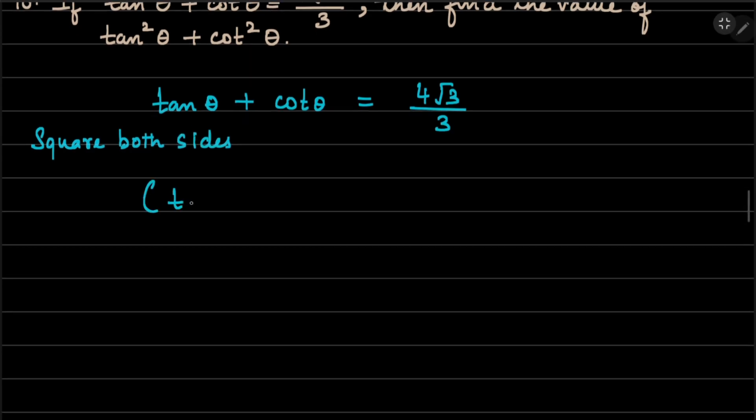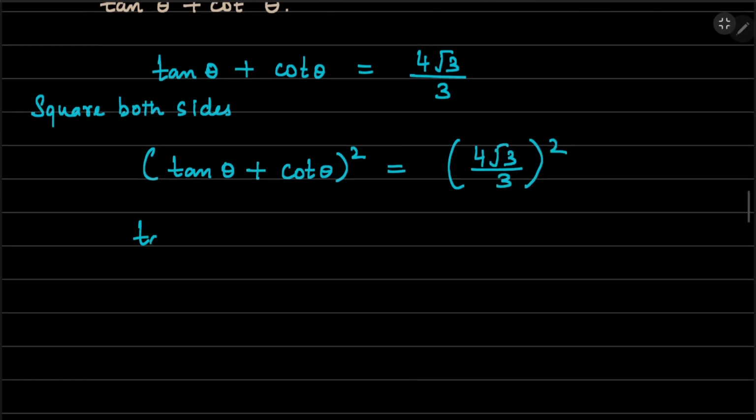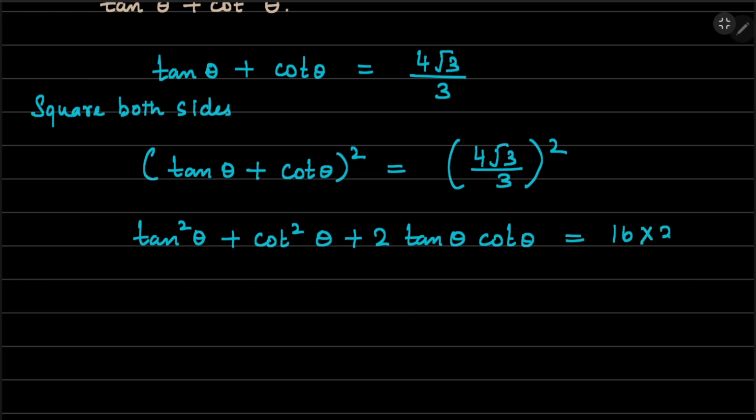So when you square both the sides, this will become (tan theta plus cot theta) the whole square is equal to (4 root 3 by 3) the whole square. Again, (a plus b) the whole square, a square plus b square plus 2ab is equal to (4 root 3) the whole square. So 4 4s are 16, 16 multiplied by 3, whole divided by 9. Right? So you can just cancel, 3 ones are, so this is nothing but 16 by 3 is what you are getting here.